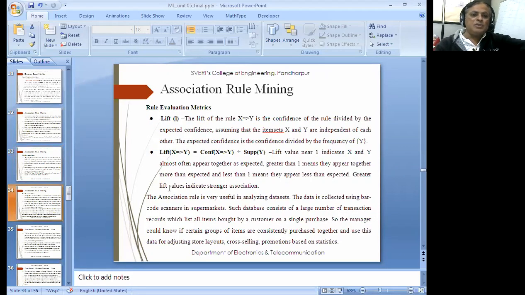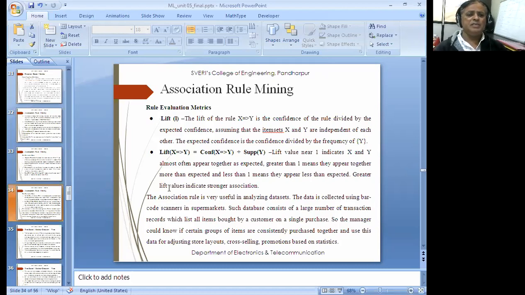Then beyond those metrics, we have also seen two more metrics, that is the lift of I, and second is lift of X implies Y, which is equal to the confidence of X implies Y divided by support of Y. So these are the things related to association rule mining. It is very much useful in analyzing data sets.